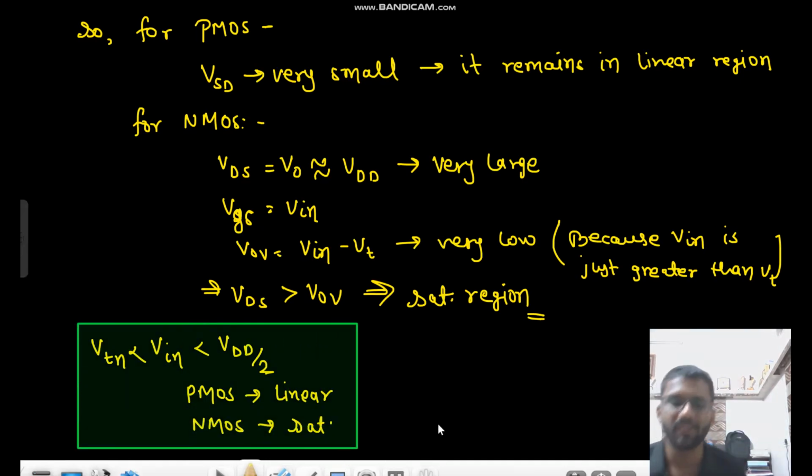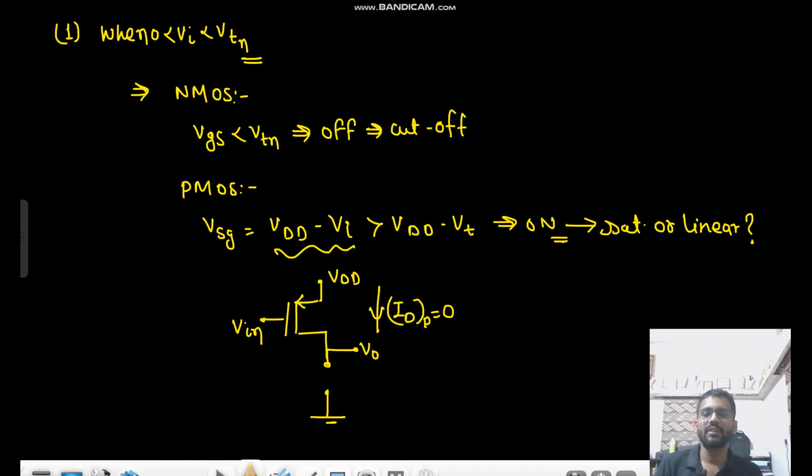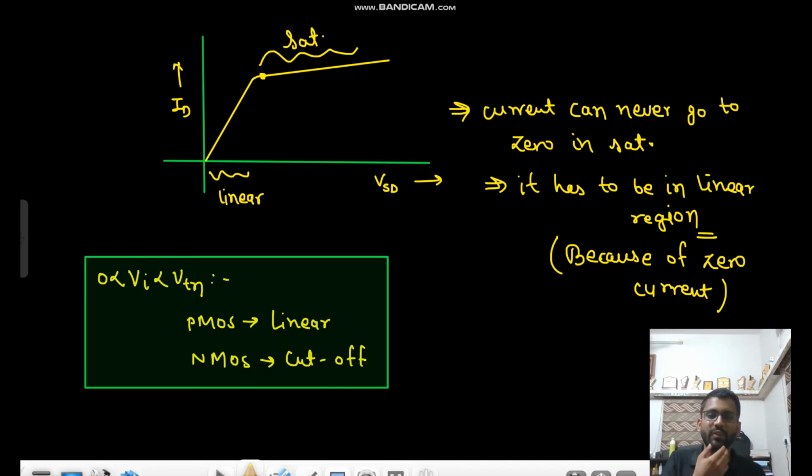I will just repeat both of the conditions once more. Initially what we saw is that your Vin is 0 to VTN. That means your NMOS is off. If NMOS is off, there is zero current. That means in the PMOS there has to be zero current. But in the saturation region, there can't be zero current. So it has to be in linear region. So your PMOS is in linear region and NMOS is in cutoff region.